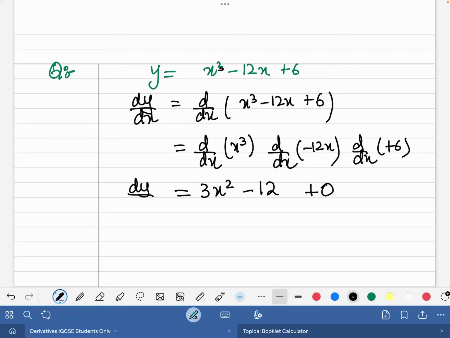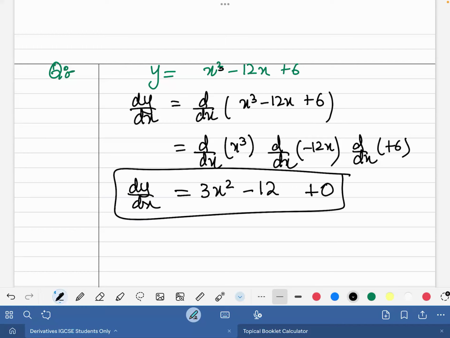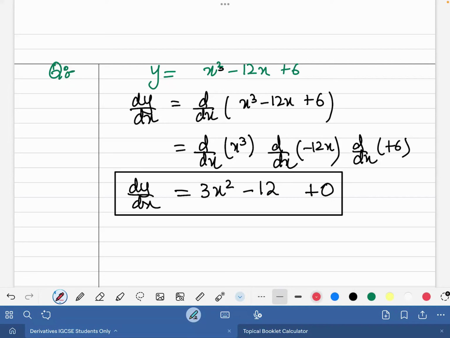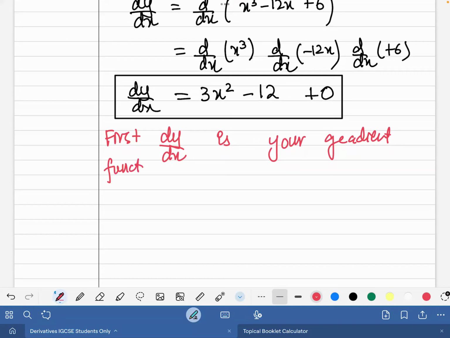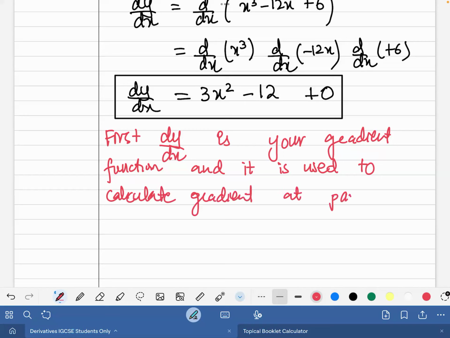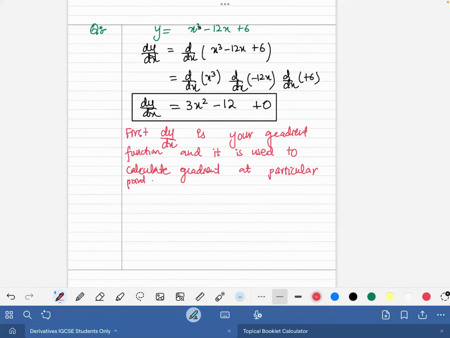So this dy by dx is what? This dy by dx is your gradient function. It is your gradient function, and it is used to calculate gradient at a particular point. So you will get question in Cambridge exam.